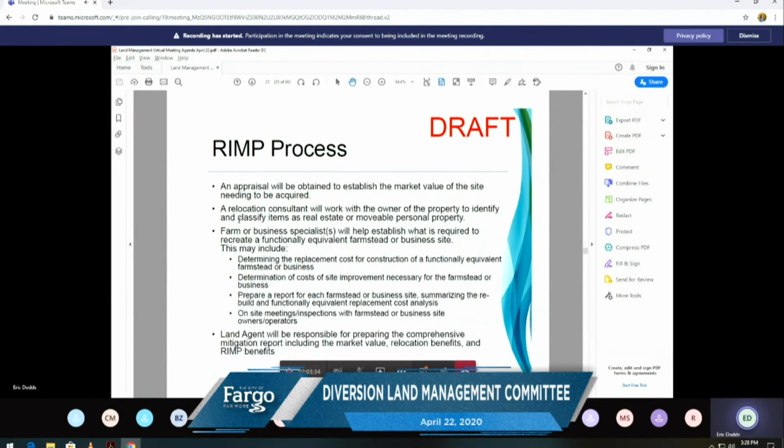And so the loan amount would be tied to this RIMP payment, which again is based on the functional equivalent. What we've indicated here is that we would work with farm or business specialists to help establish what is considered functionally equivalent and come up with the cost of those functional equivalents. We've had several discussions about how best to do this. We've had discussions with the NDSU extension staff.